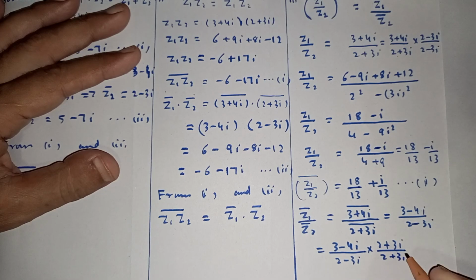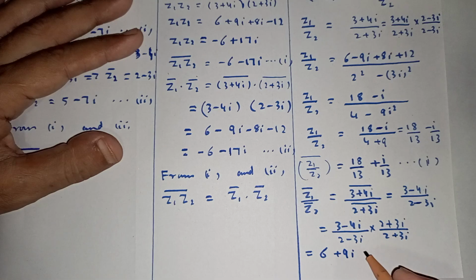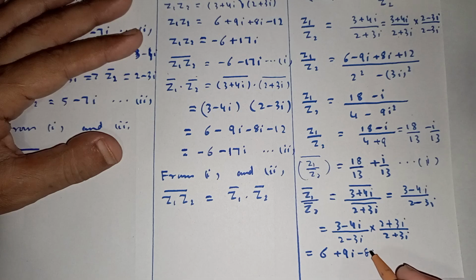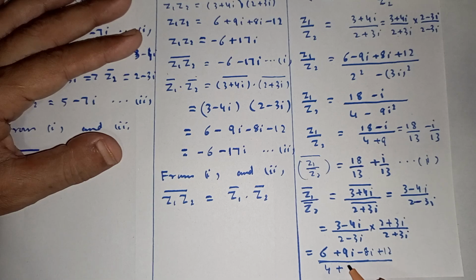2 plus 3 iota. We get 6 plus 9 iota minus 8 iota minus 12 iota square, which will become equal to plus 12. And in the denominator we get 2 square minus 3 iota square, which will become equal to 4 plus 9. And student, we get 18 plus iota divided by 13.